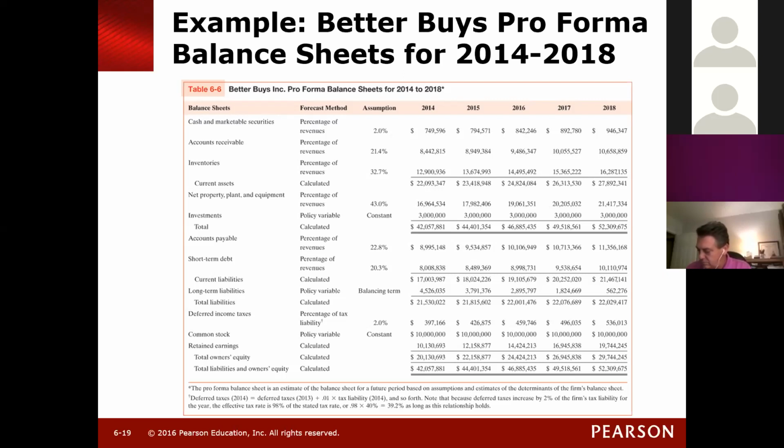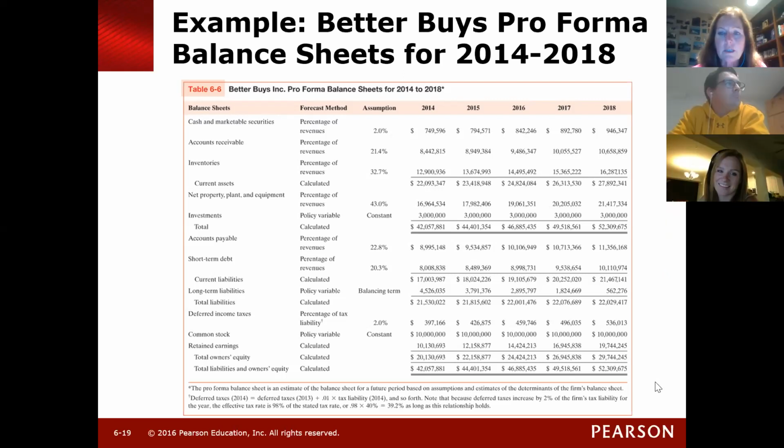Okay, thanks. Okay. Any other questions on this statement yet? Should we assume that common stock is constant?